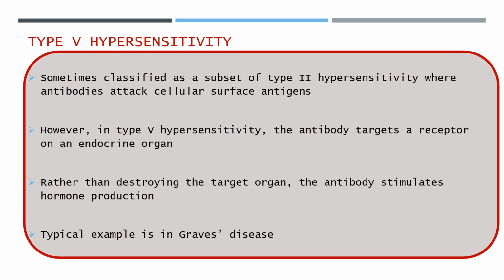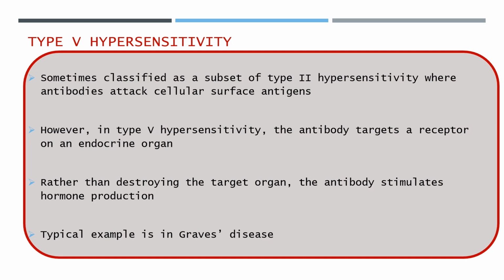Type 5 hypersensitivity reaction used to be classified as a subset of type 2 hypersensitivity reaction because of the similarity in the mechanism of action. You remember that in type 2 hypersensitivity reaction, there is antibody-dependent cytotoxicity. But the difference in type 5 hypersensitivity reaction is that rather than cytotoxicity, the antibody stimulates hormone production from the target endocrine organ.